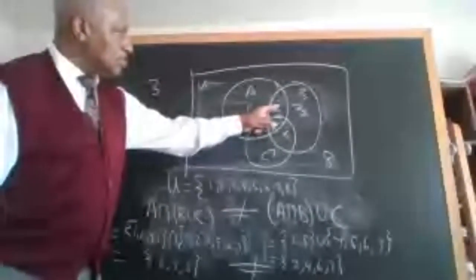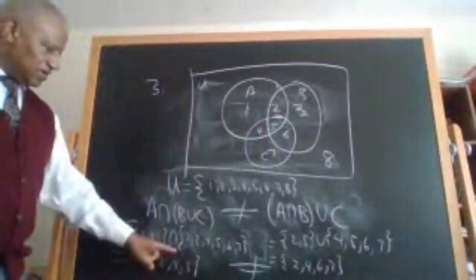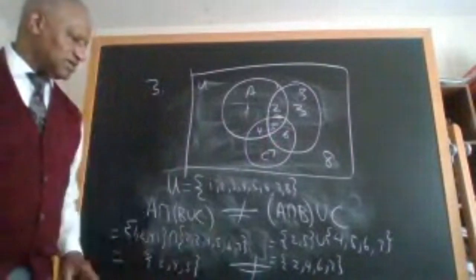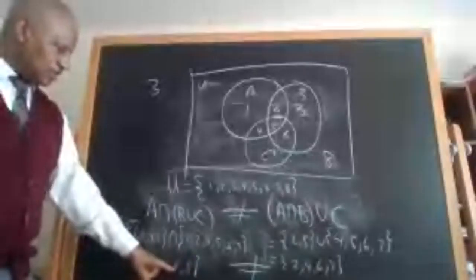You said under B union C, that's 2, 3, 4, 5, 6, and 7. That's what's in the union of B and C. The intersect is 2, 4, and 5.